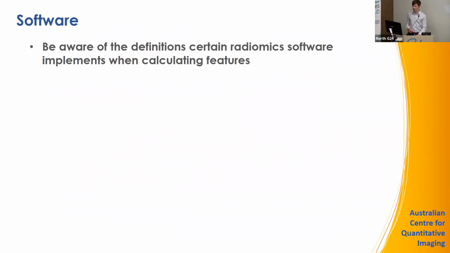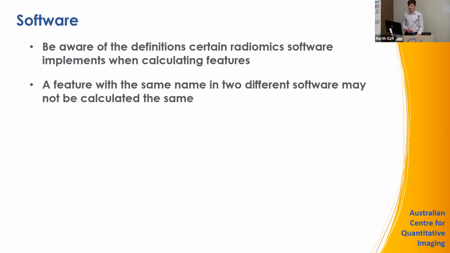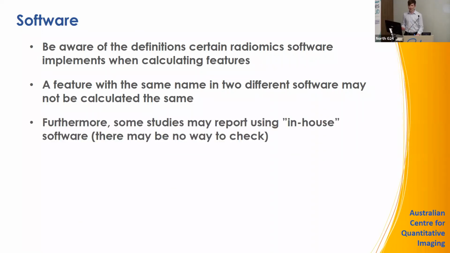So, software: be aware of the definitions certain radiomics software implements in calculating features. A feature with the same name in two different software packages may not be calculated the same. So this is an important point when you're making comparisons between studies. Furthermore, some studies may report using in-house software, and unless they provide how they calculate those features in some supplementary material, there may be no way to check it. You're just dead in the water.